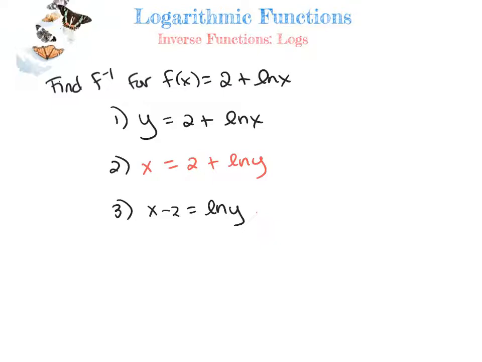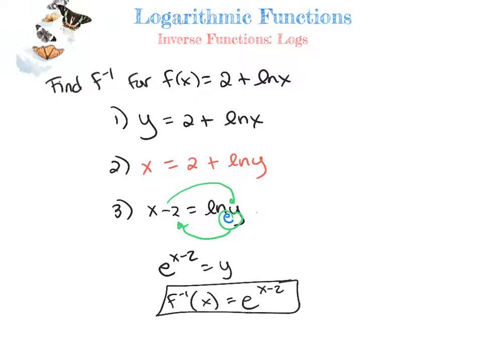And don't forget, when we go to convert, the ln, the natural logarithm, is base e. So when we're converting, we always start at the base: e to the x minus 2 equals the inside, which is y. So e to the x minus 2 equals y. Oh, y is isolated. So our inverse function for 2 plus ln of x is e to the x minus 2. Okay, let's do one last example.